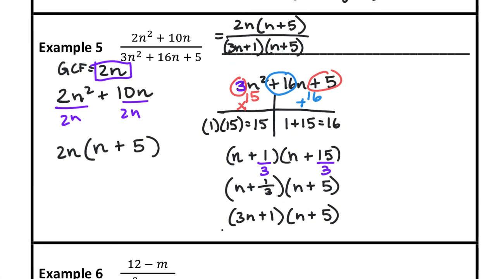But then we should notice that there's an n plus 5 here and an n plus 5 here. These are going to cancel. So that's going to leave me with 2n on top and 3n plus 1 on the bottom.